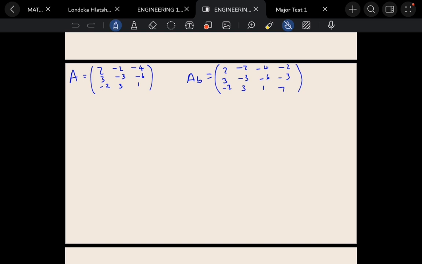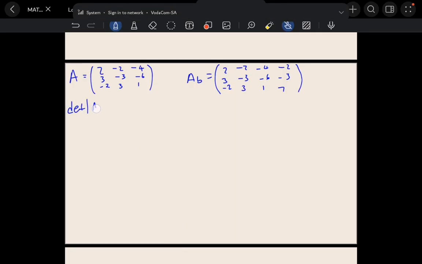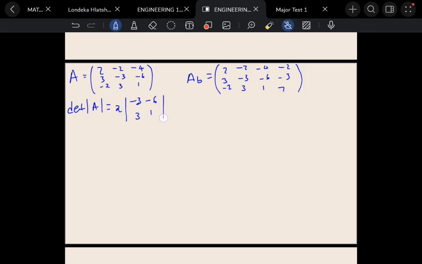the rank of A. So first of all, we need to find the determinant of A. We are going to say the det of A is equal to 2 times the minor of minus 3, minus 6, 3 and 1, plus 2, 3, negative 2, negative 6 and 1, minus 4, 3, minus 3, negative 2, 3. So if you calculate the determinant, can you please do that very quick?